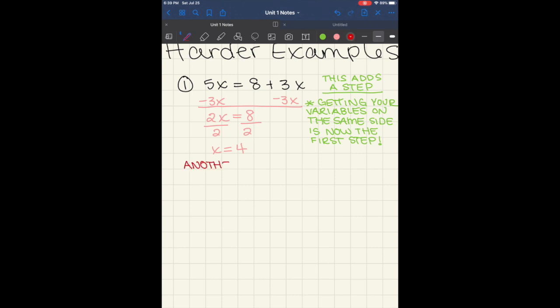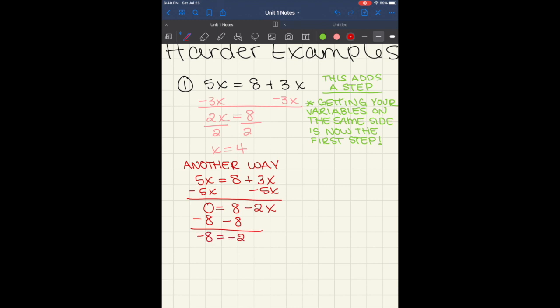There is another way to do it. We could have moved the 5x over to the other side. So if we subtract 5x, we end up getting 0 equals 8 minus 2x. And then we're just solving our equation from there. So we subtract 8 from both sides, and then we divide by negative 2, giving us the same answer.